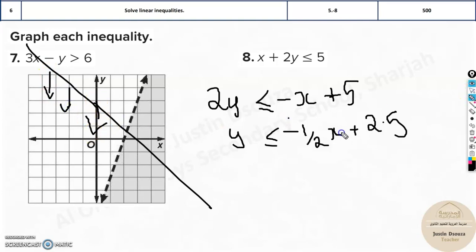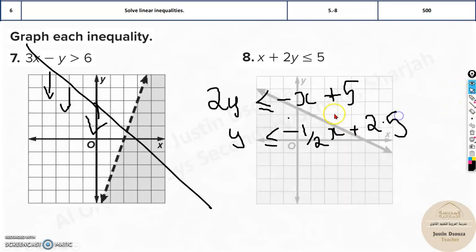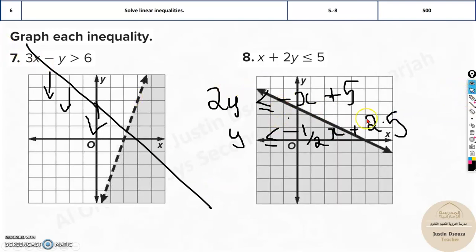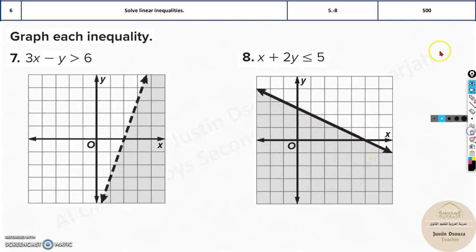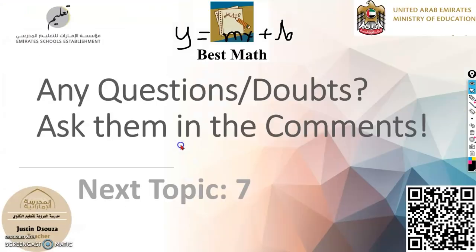Let's check that. You can see over here, it's like this straight solid line and all the solution region is downwards. That's it. So remember this slope intercept formula and then easily solve it. We had used the same formula in the last section as well, the topic number 5 as well. So that's it. That's the end of the topic number 6.